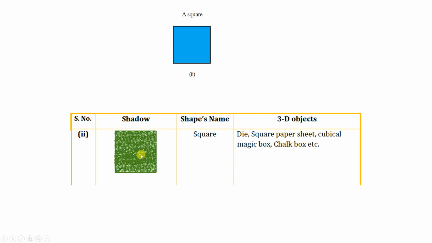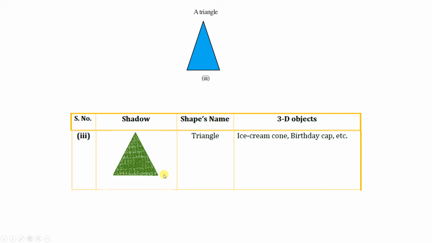Next, a square. The shadow is a square. So the 3D objects from which we get a square shadow are nothing but a die, square paper sheet, cubical magic box, chalk box, etc. That means all the shapes are nothing but like a cube, a solid cube. Next, a triangle. A triangle shadow. For that, the solid objects from which we get the shadow of a triangle are nothing but an ice cream cone, birthday cake, etc.